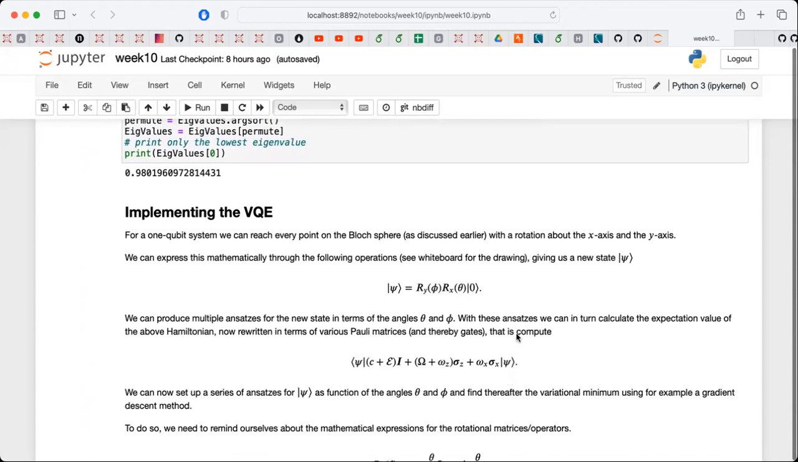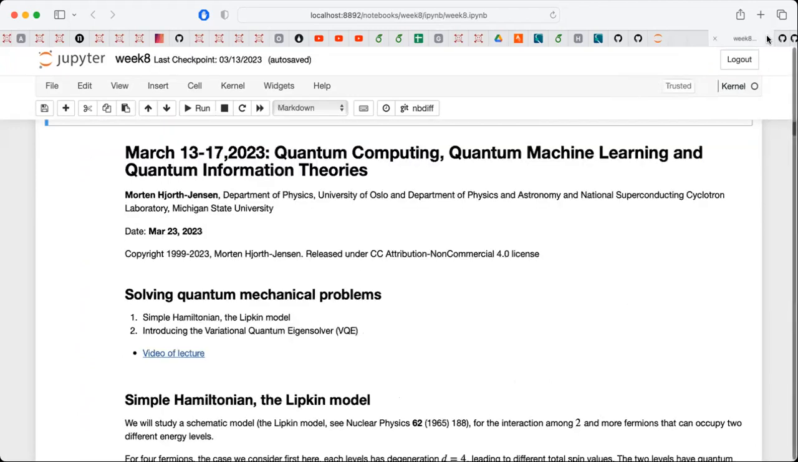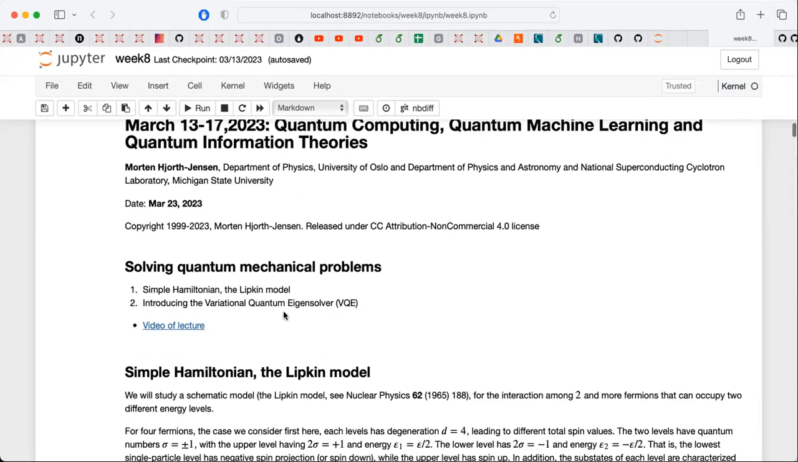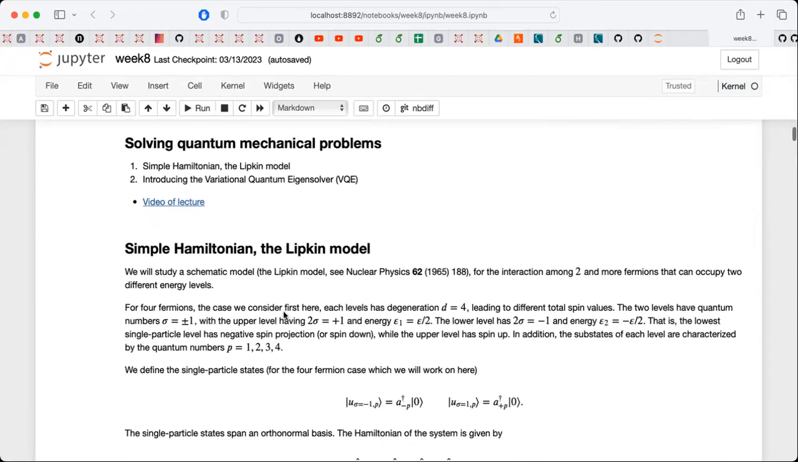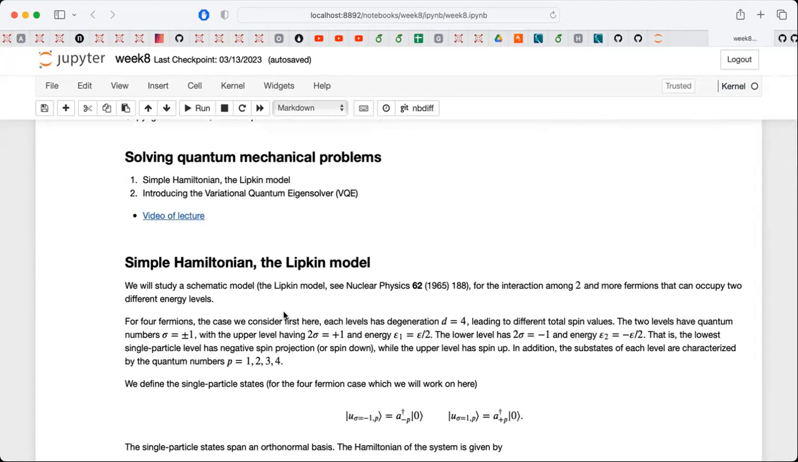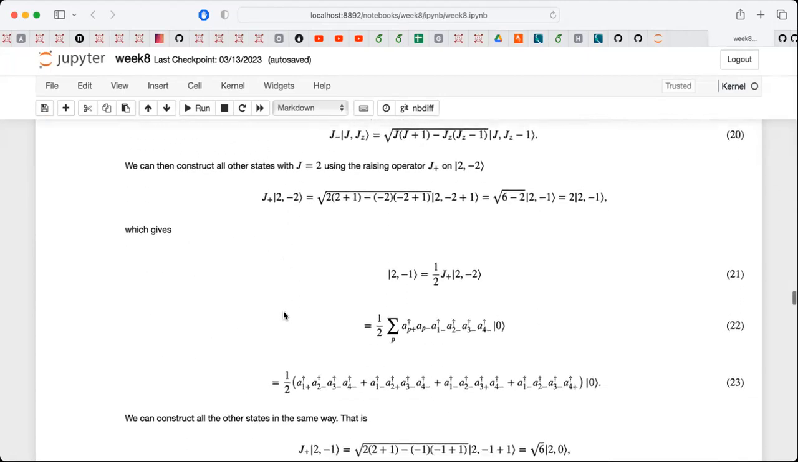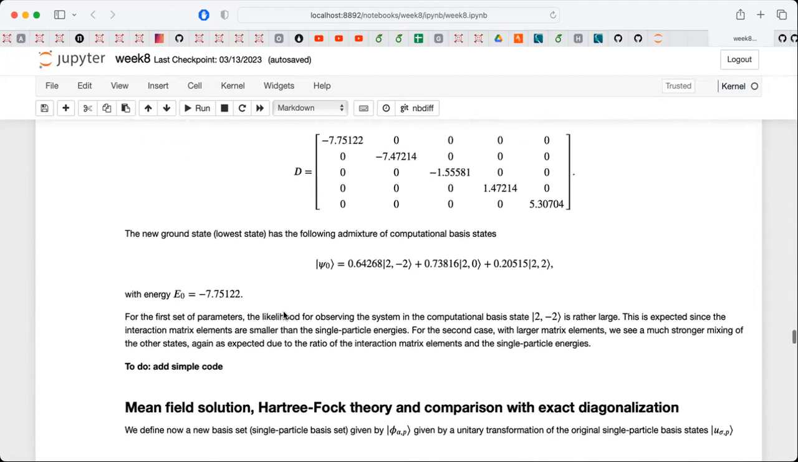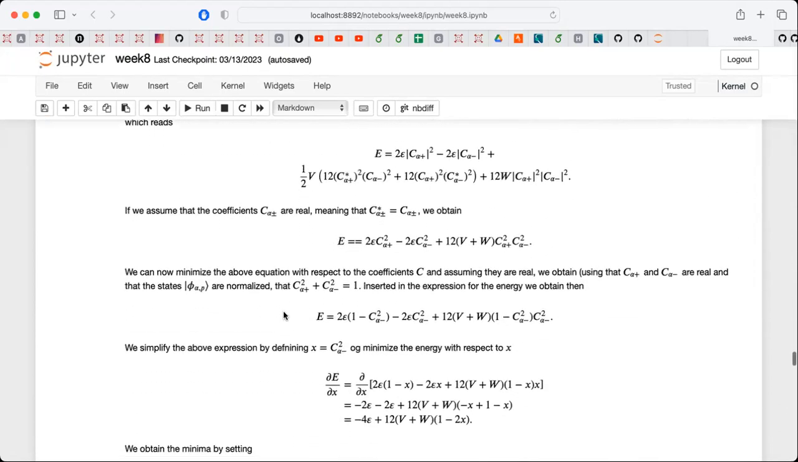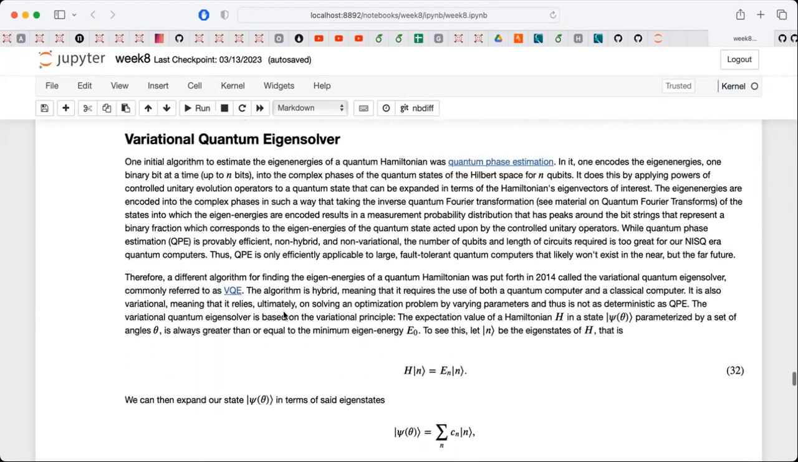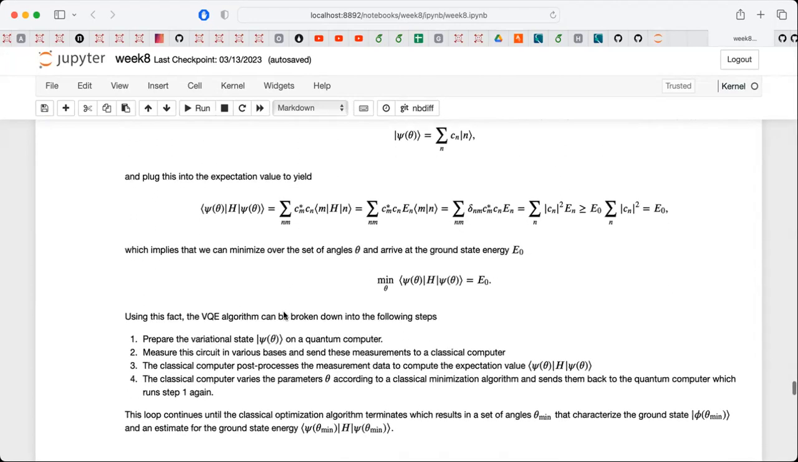Or alternatively, we can use the variational quantum eigensolver. And if you go back to the lectures from week 8, which was March 13th to 17th, I have added a lot of material on the variational quantum eigensolver. So if you scroll down on these slides after the discussions of this Lipkin model, you will find a discussion at the end of these slides after all these mathematical transformations of the matrices. And after a short discussion of mean field solution, you will find a discussion of the variational quantum eigensolver. And also a discussion on how you would implement it.